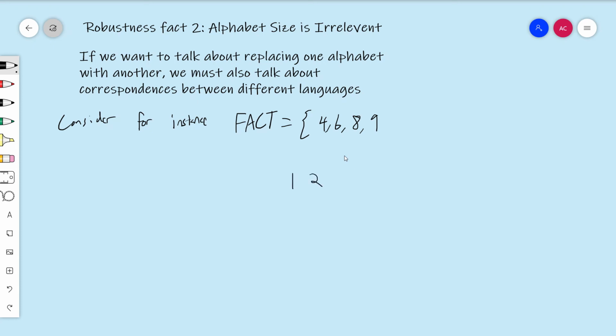2 does not have a non-trivial factor. 3 does not have a non-trivial factor. 4 is the first one that does. 4, 6, 8, 9, 10, etc. Right? This would be the standard way to write down the factoring problem. Remember, a decision problem as a set is the set of all the yes instances. It's the set of all the yes answers to this. So here we have this as the factoring problem. The alphabet is implicitly this.